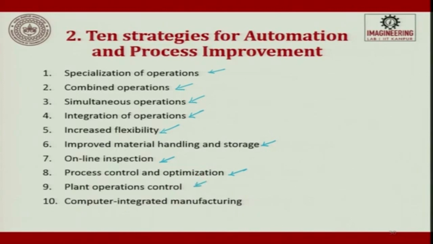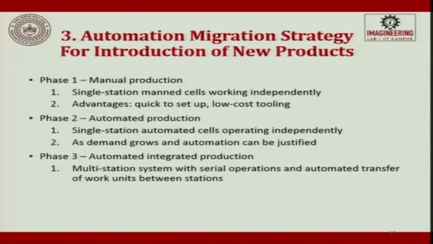Plant operation control and computer integrated manufacturing are the 10 different strategies which are followed for doing automation and process improvement. The last one is automation migration strategies for introduction of new products. In phase 1 we try to do manual operation, in phase 2 we try to automate the production, and in phase 3 we try to automate integrated production. Under manual production, we will look at single station manned cell working independently.